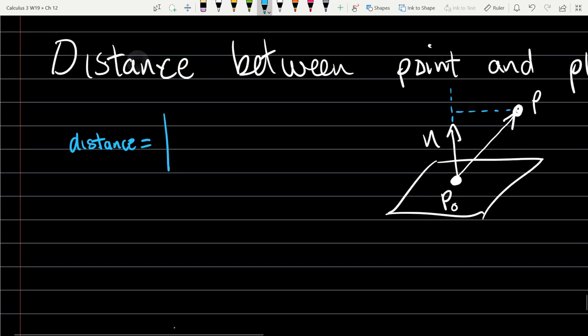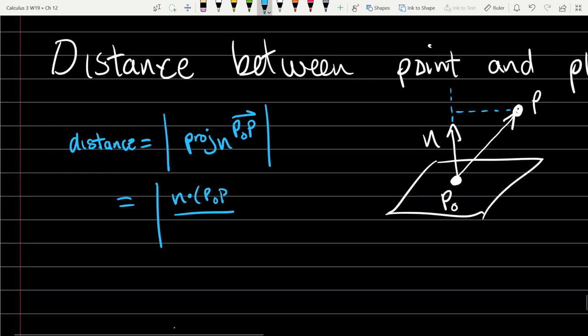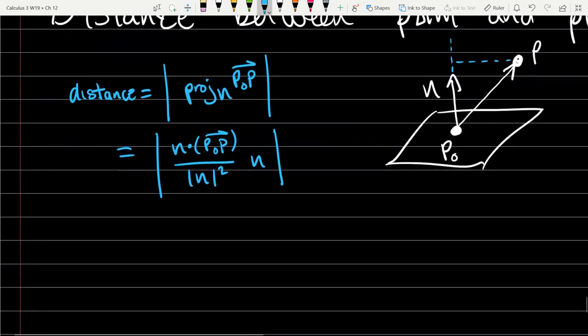Project P naught P onto N. Take the magnitude, using that projection equation. The dot product, divide by the magnitude of n squared, and then you multiply by n. Now we are taking the magnitude here. You have to be a little bit careful with how you distribute your magnitude. So magnitude n squared is already a number, so that's a scalar. Bring that outside the magnitude.